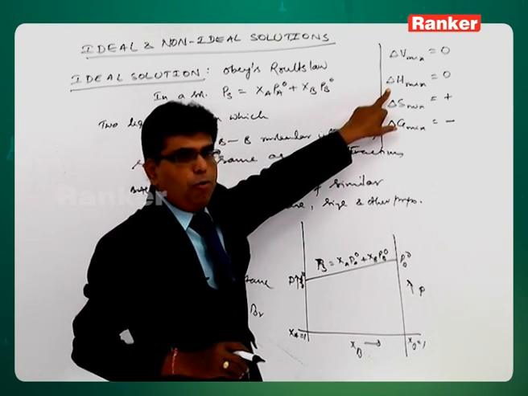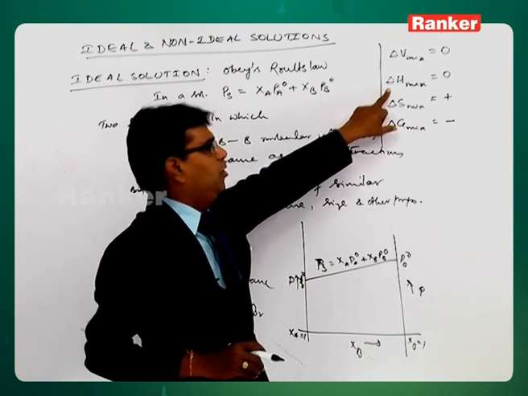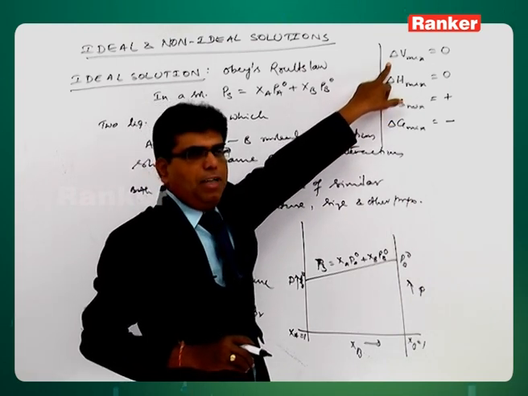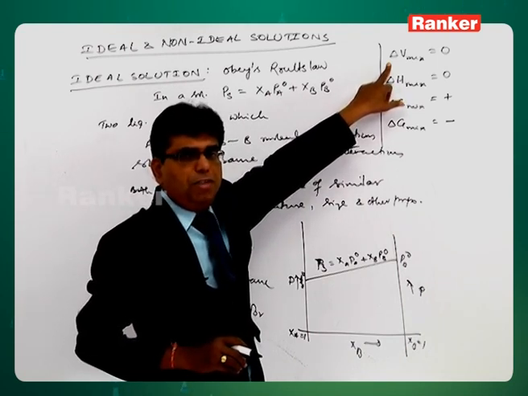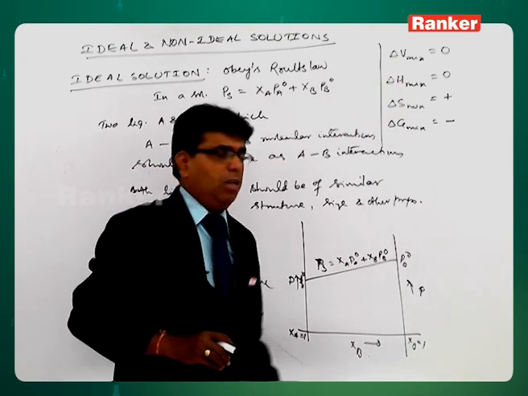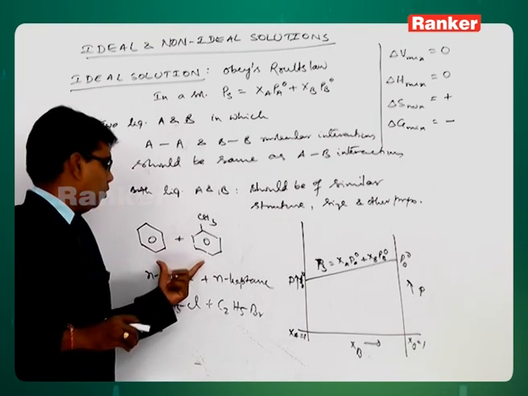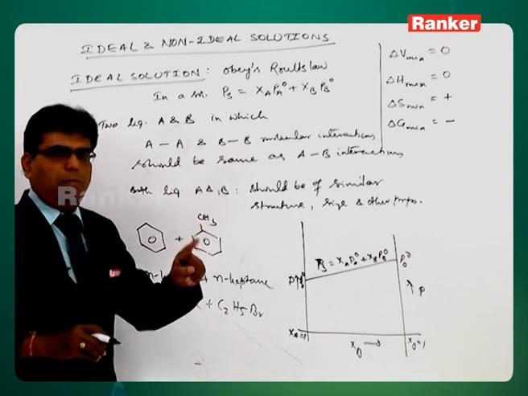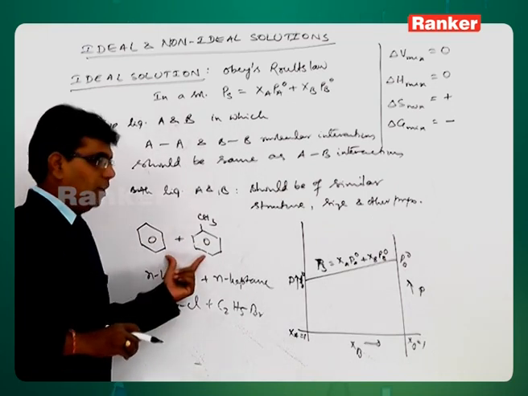That means absolutely there won't be any change in the heat content even after formation of the mixture when you compare it with the two pure liquids. Delta V mixing is 0, meaning there is no change in volume even after formation of solution. Suppose you have taken 10 ml of benzene and 10 ml of toluene, the total volume is 20 ml. When you mix both of them, the resultant volume again will be exactly 20 and there will not be any difference. Then it is an ideal solution.